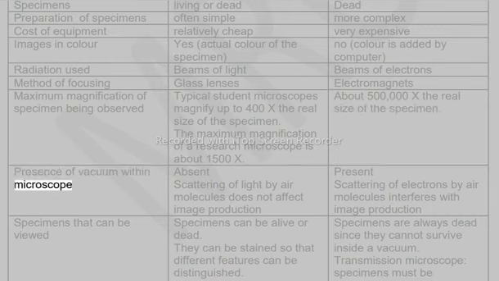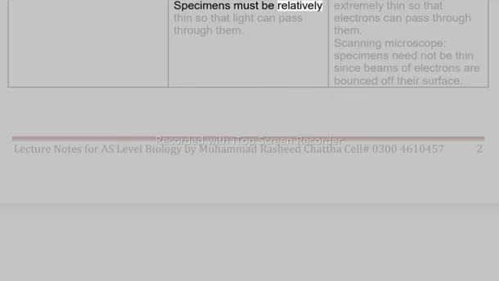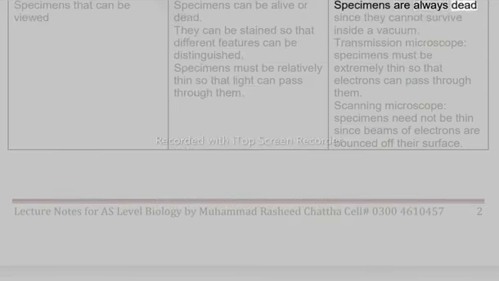Presence of vacuum within microscope. Absent: scattering of light by air molecules does not affect image production. Present: scattering of electrons by air molecules interferes with image production. Specimens that can be viewed. Specimens can be alive or dead. They can be stained so that different features can be distinguished. Specimens must be relatively thin so that light can pass through them. In the electron microscope, specimens are always dead since they cannot survive inside a vacuum. Transmission microscope: specimens must be extremely thin so that electrons can pass through them. Scanning microscope: specimens need not be thin since beams of electrons are bounced off their surface.